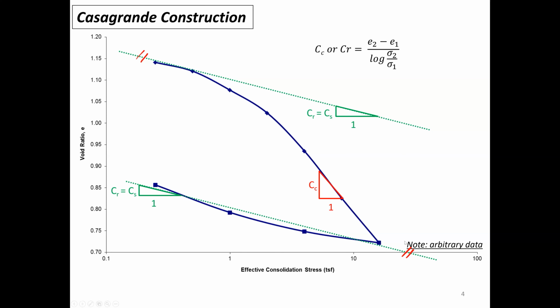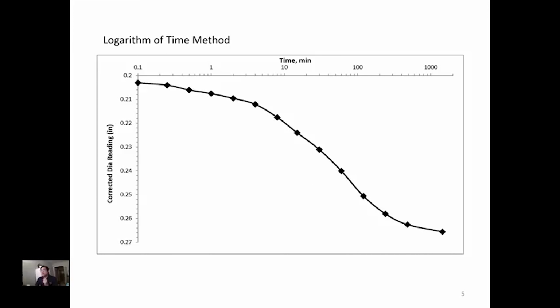And second, once it is available, then that's the preferred data for you to calculate the C sub R, the recompression index. And for both C sub C and C sub R, since they are in a semi-log scale, you need to take care of the log scales on the denominator here when you calculate the two indices. So let's talk about the log time method.